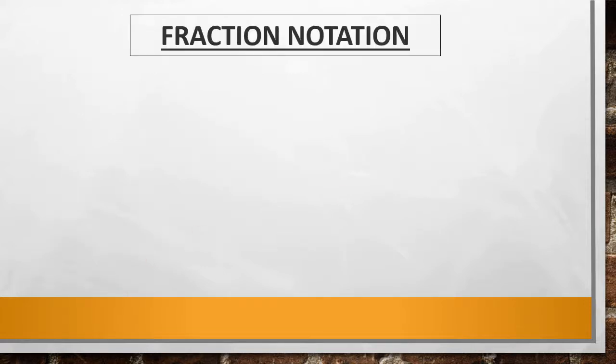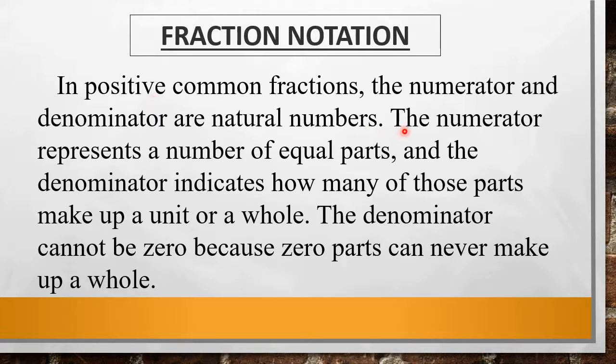Next is fraction notation. In a positive common fraction, the numerator and denominator are natural numbers. The numerator represents a number of equal parts and the denominator indicates how many of those parts make up a unit or a whole. The denominator cannot be 0 because 0 parts can never make up a whole.